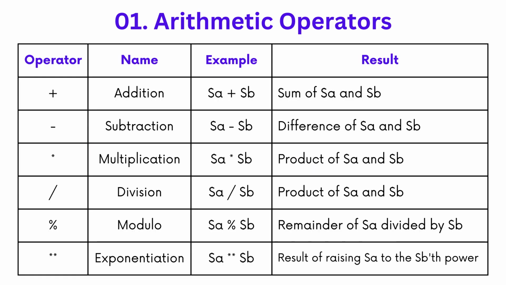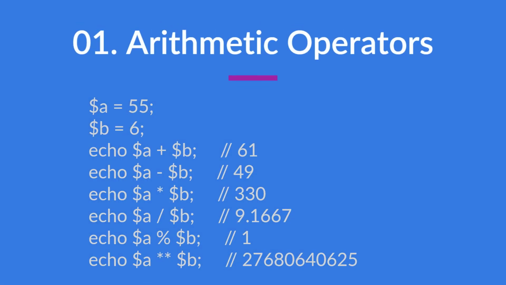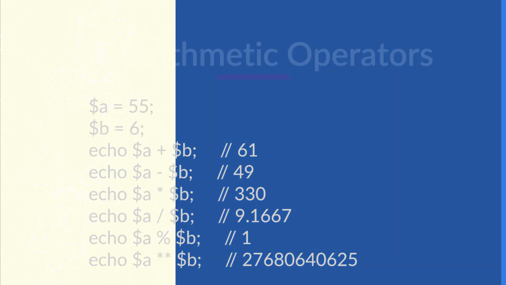1. Arithmetic operators. These are used to perform basic mathematics such as addition, subtraction, multiplication, division, and a few others. In addition, add two values. Subtraction minus one value from another. Multiplication multiplies two values. Division divides a value from another. Modulus displays the remainder of the division. Exponentiation is raising $a to $bth power.